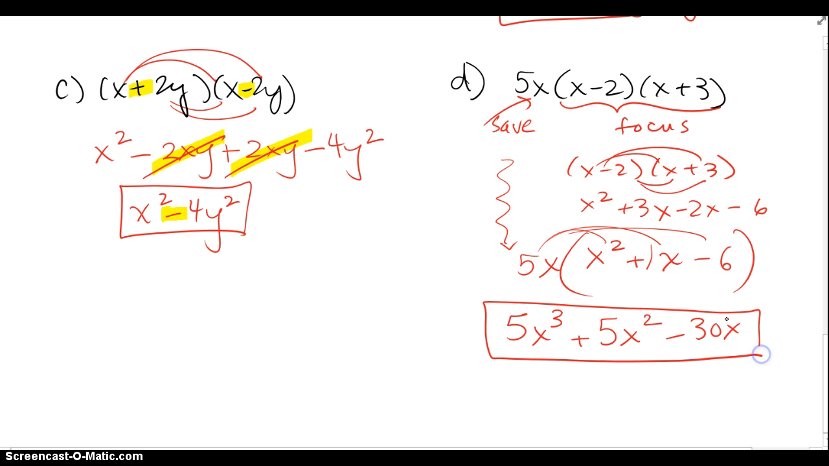So when you have more than two, it's your choice which two you multiply first. The two binomials, usually less mistakes are made that way if you save the monomial for the end.